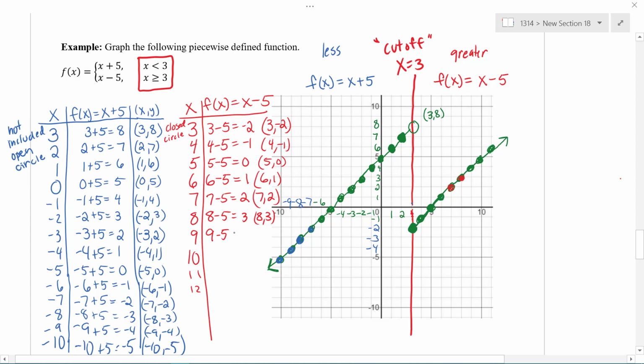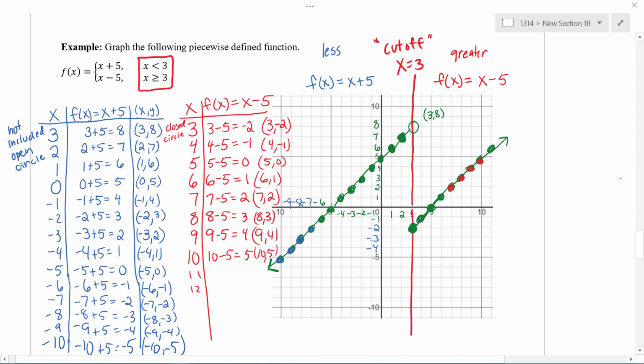Plugging in x value of 9, I get 9 minus 5, which is 4. So that's 9, 4. That's there from our pattern. Plugging in x value of 10, we get 10 minus 5, which gives us a positive 5. So 10, 5, which is here. Alright, if you plug in 11, you would get a 6, and so on. So I'm going to stop there.